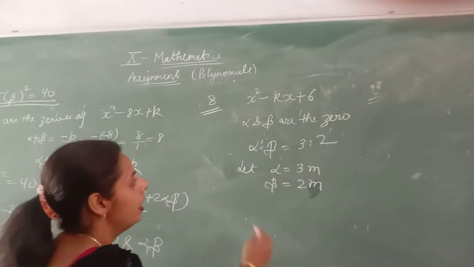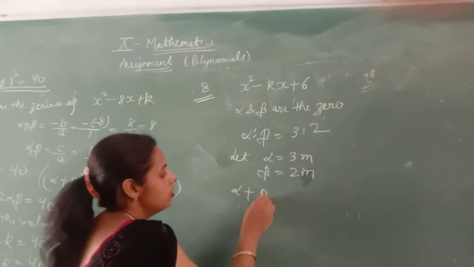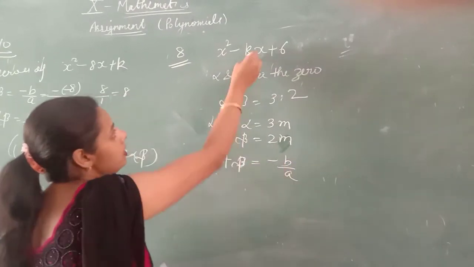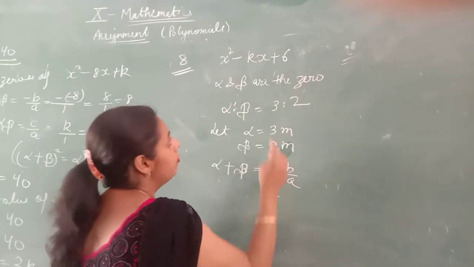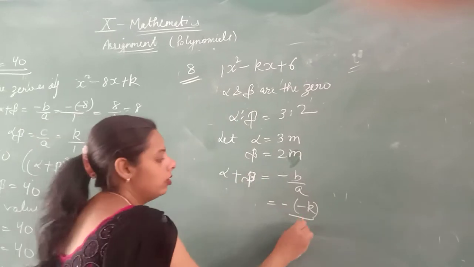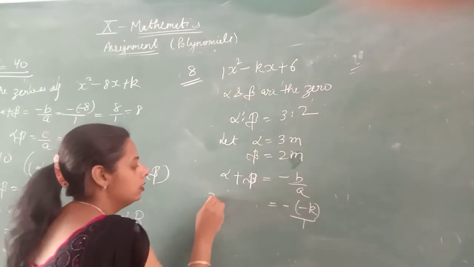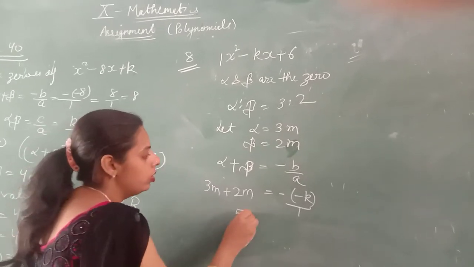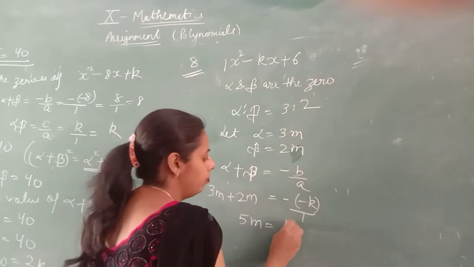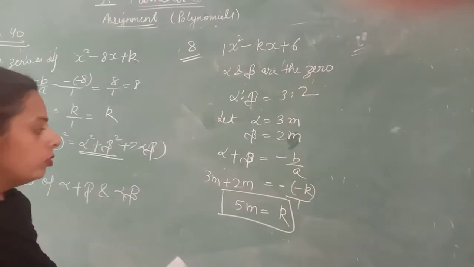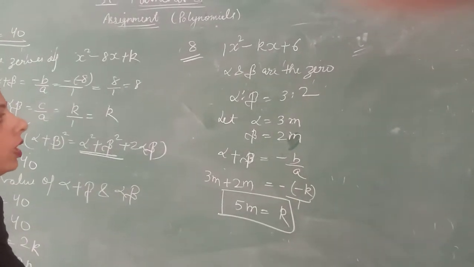You know that the sum of zeros is equal to minus b by a. The value of b here is minus k, and the value of a is 1. The value of alpha is 3m and the value of beta is 2m. On solving these two terms, you will have this. And what you have to do is find the value of k here.